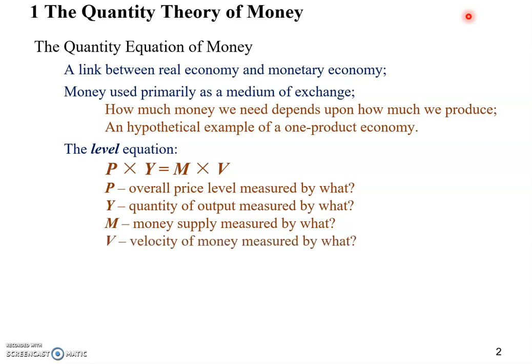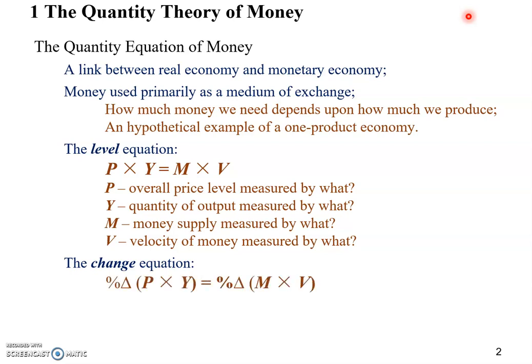And the last variable on the right-hand side of the equation, V, stands for the velocity of money, okay? Which means the number of times an average dollar bill changes hands within a given period of time, okay? All right, the second equation, or the second variation of the equation, is the change, okay?